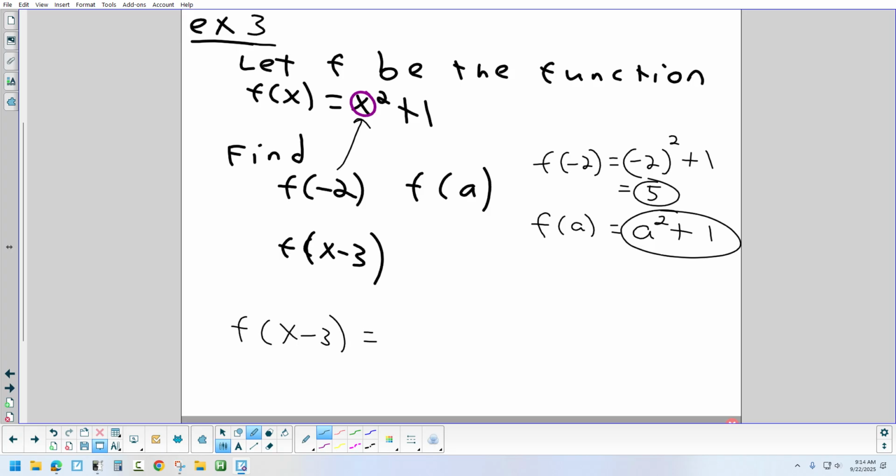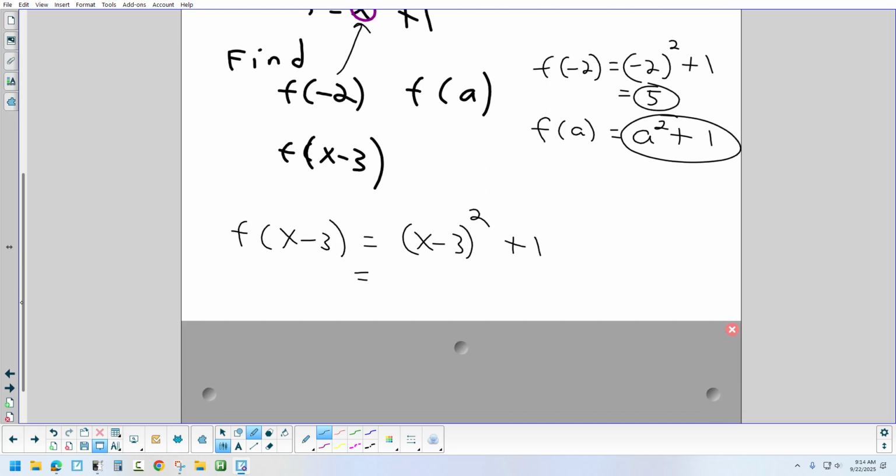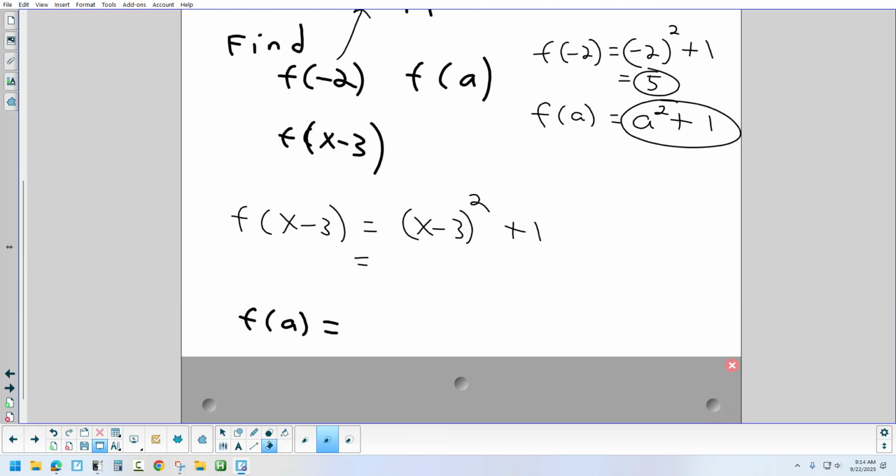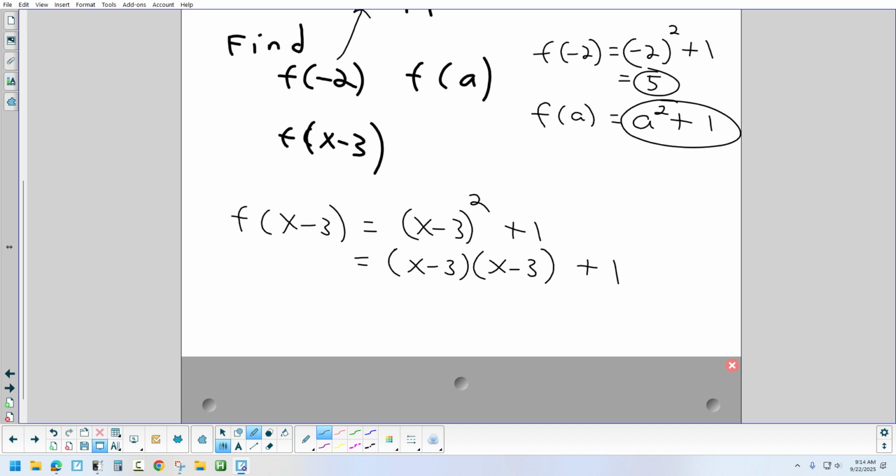Christian, when I fill in the x minus 3 for x, can you just show me what it's going to look like, and then we'll simplify it in the next step? It'll just be x minus 3 squared, plus 1. And what does x minus 3 squared mean? You just do the equation 3 times, together. So then you would have to distribute it. Yeah, so we're going to write x minus 3, x minus 3. And that is something we can simplify.